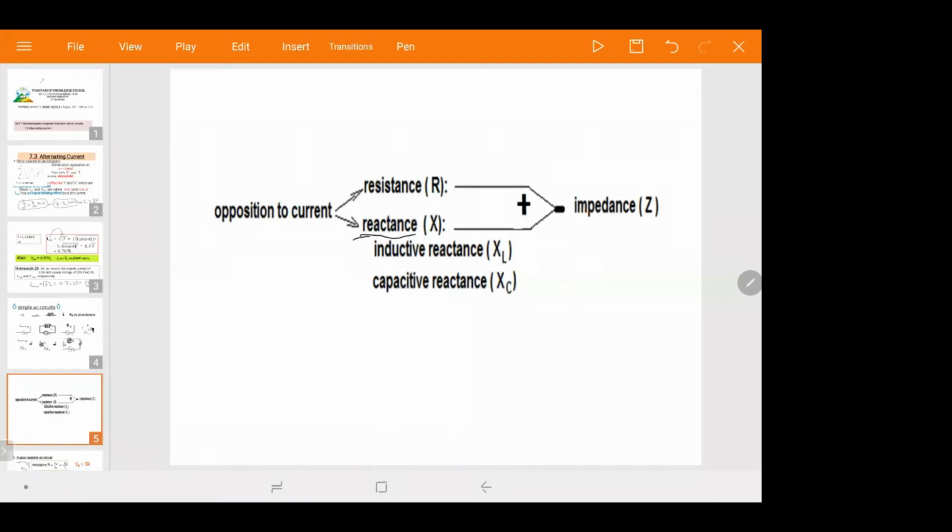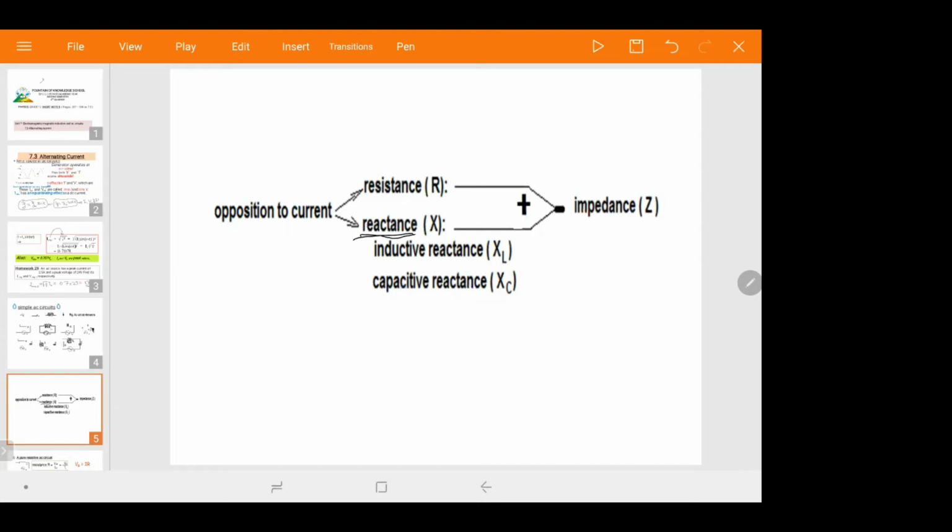It's called reactance. Reactance contains two parts: opposition due to a magnetic field and opposition due to an electric field. If the opposition is due to a magnetic field, it's called inductive reactance. If it's due to an electric field, we call it capacitive reactance. I think the names too are sensible.